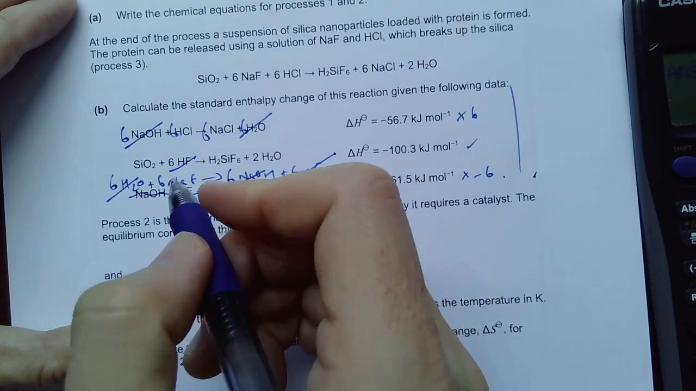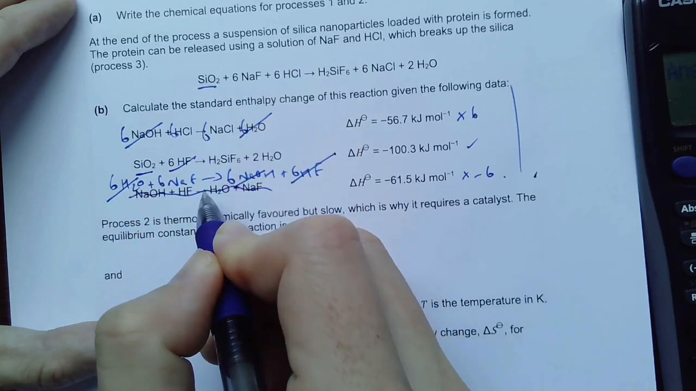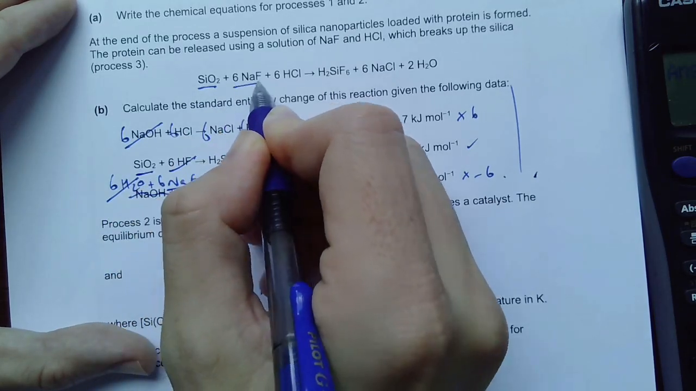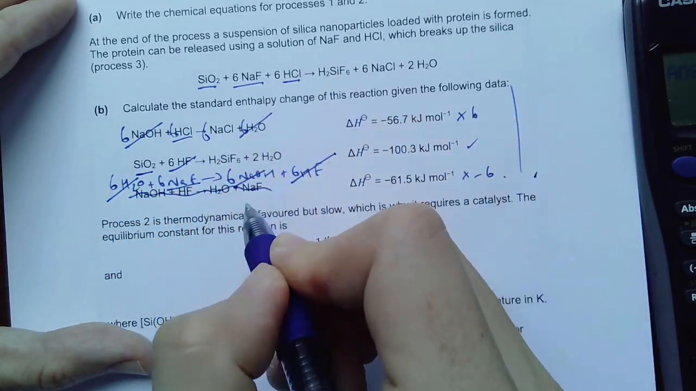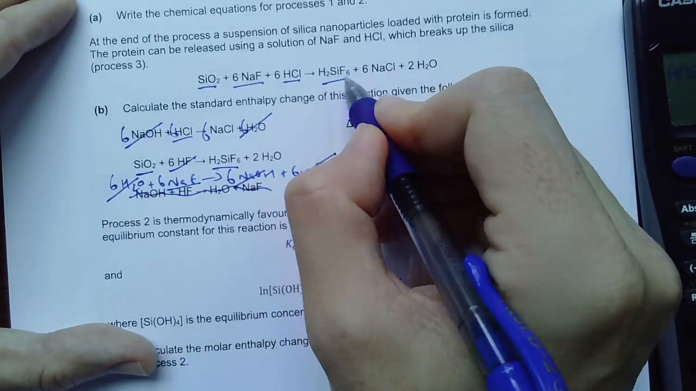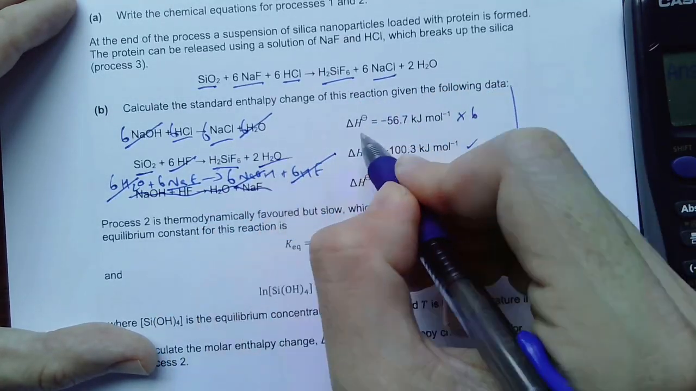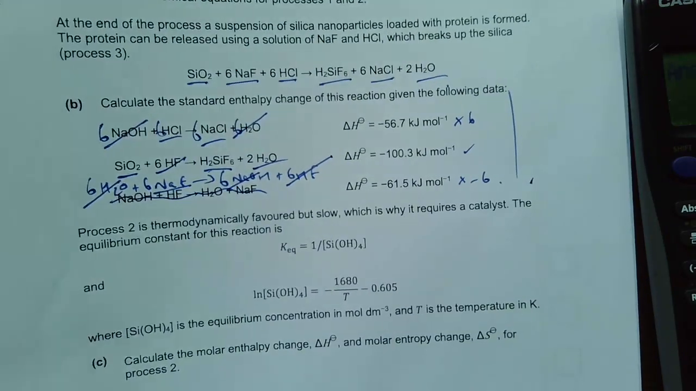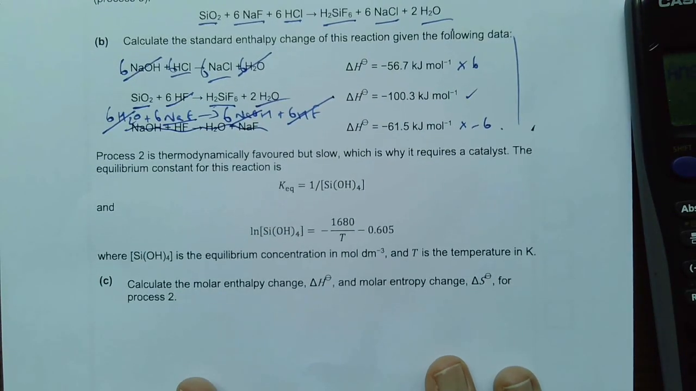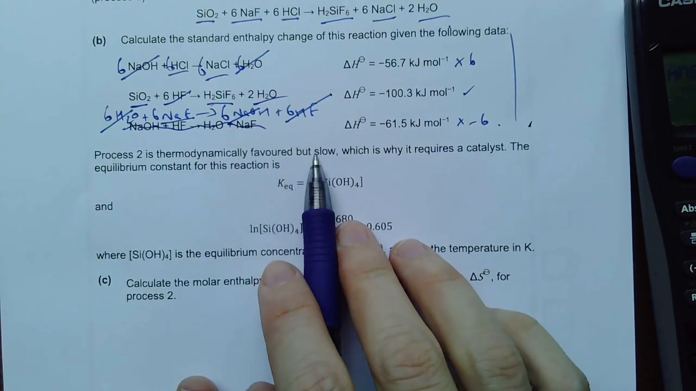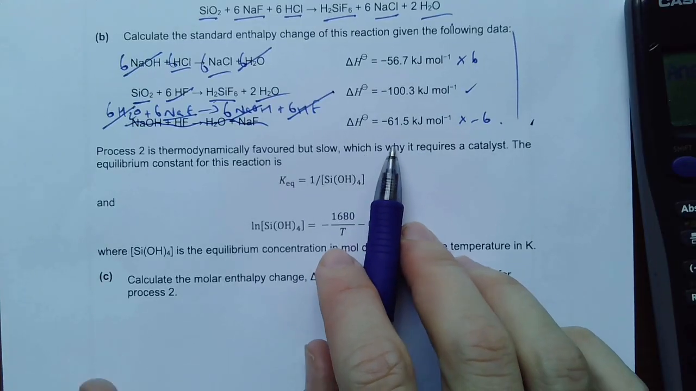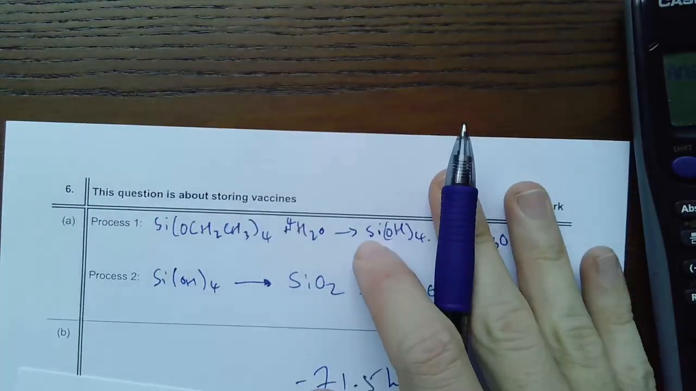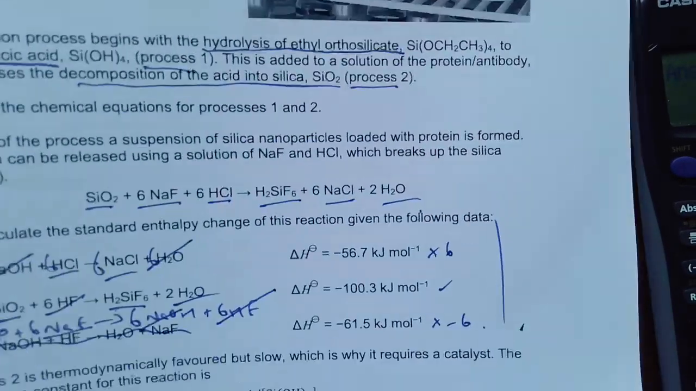and that should leave me with SiO2, 6NaF, 6HCl, 6HCl, 1 H2SiF6, 6NaCl, and the 2H2O. Right, just in case you want to double check it. Process number 2 is thermodynamically favoured but slow, which is why it requires a catalyst. So process number 2, remember, is this decomposition step here.